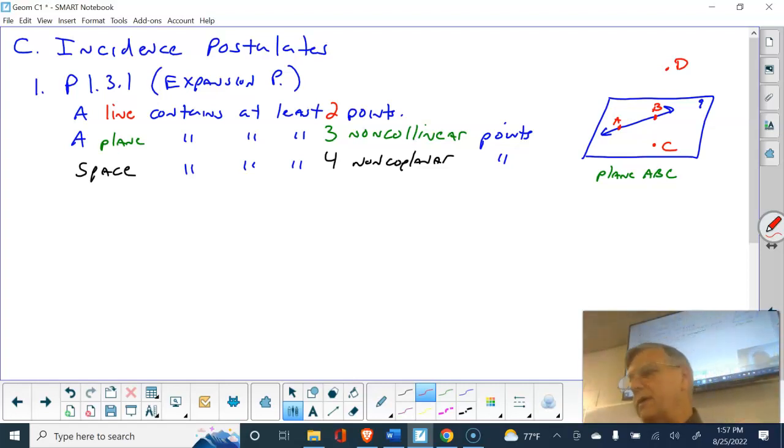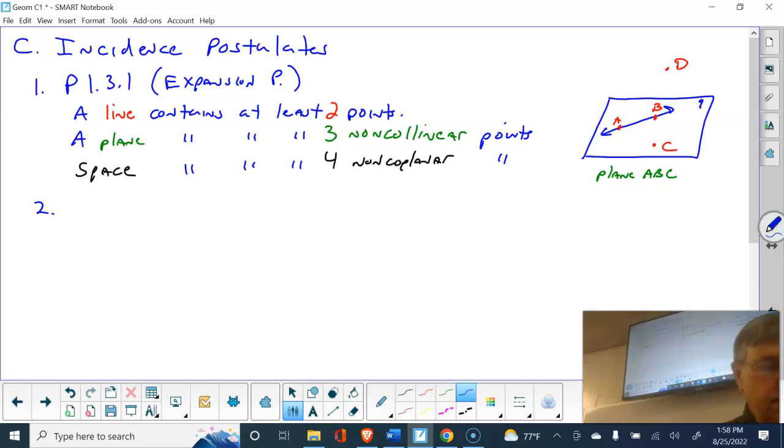All right, no big deal. This first expansion postulate may come up in some proofs, but it's pretty basic. So a line, 2 points; a plane, 3 non-collinear points; space, 4 non-coplanar points.